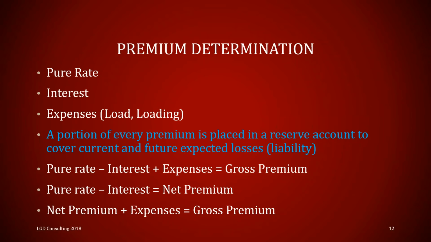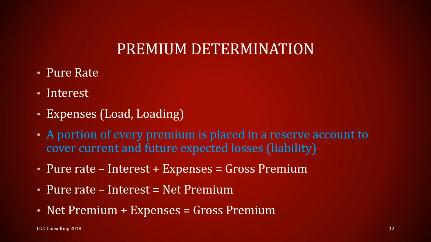In blue here, a portion of every premium that the insurance company collects is placed in a reserve account. That money grows and earns interest, and that's what's used to cover current and future expected losses. And so reserves are actually liabilities to an insurance company. Most people think of reserves as assets. No, to an insurance company, it's a liability. This is the money we're going to use to pay claims. This is the money that we're obligated to pay if our customer suffers a loss. So obligation means it's a liability.